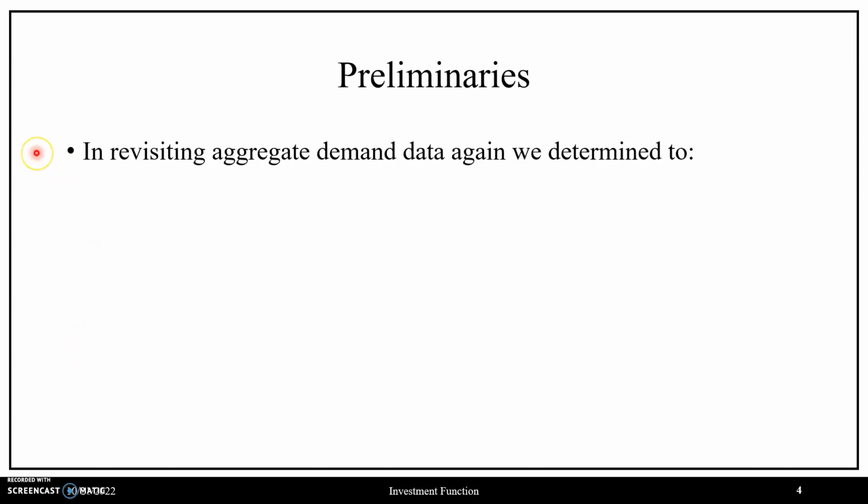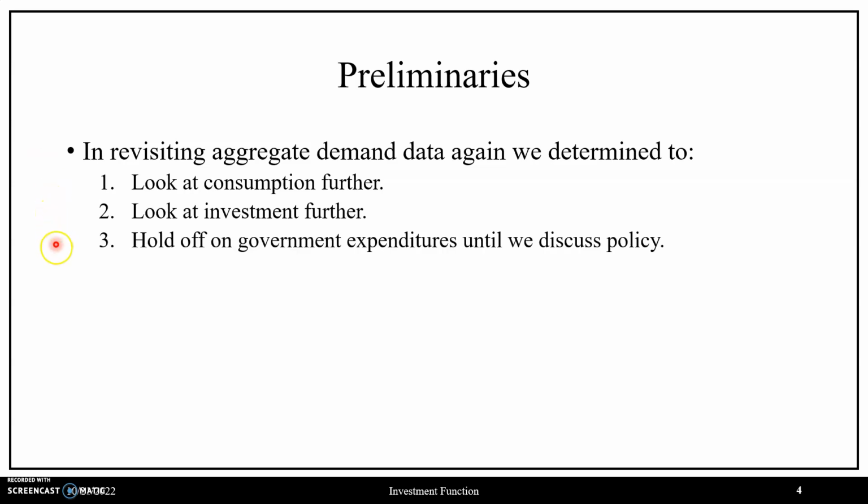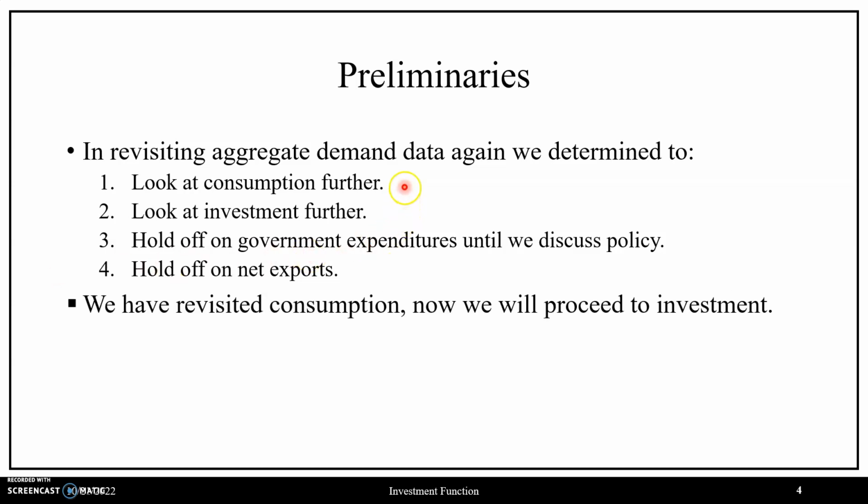Now, beginning with our preliminaries, in revisiting aggregate demand data, we determined to look at consumption as well as investment a bit more carefully. We also decided to look at government expenditures a bit more carefully, but to forego this discussion until we discuss policy in Unit 3 of the course, while with respect to net exports, we decided to forego looking at this account a bit more carefully altogether. Where thus far, we've looked at consumption a bit more carefully and developed the consumption function. Now we seek to repeat this process, but for investment.